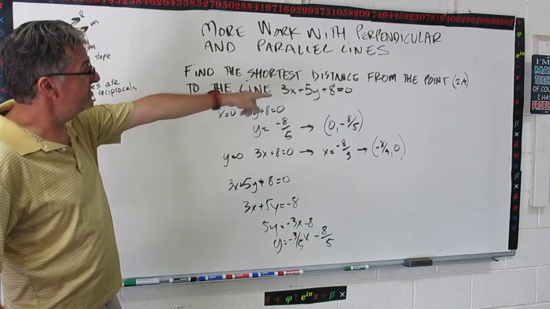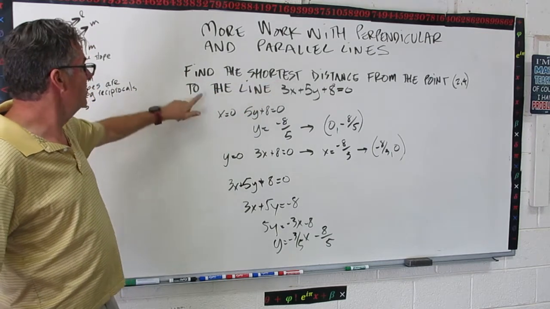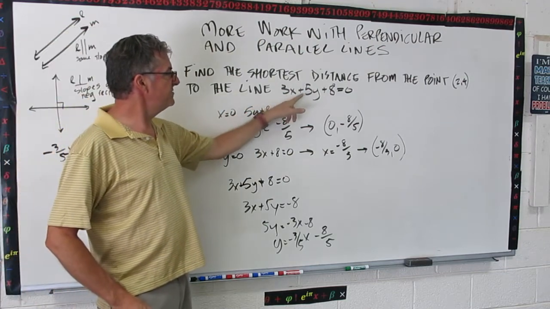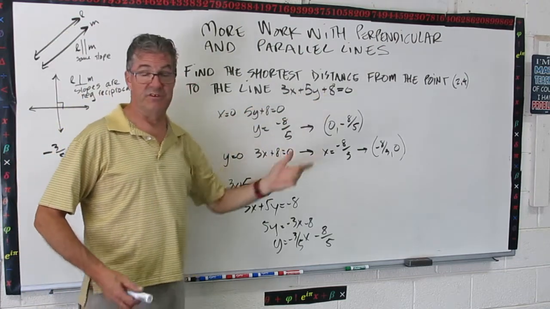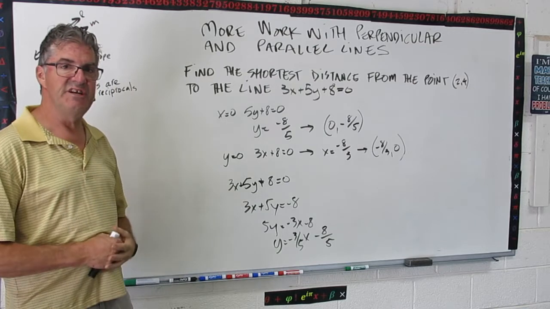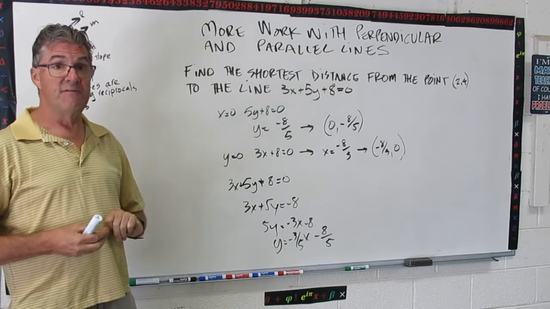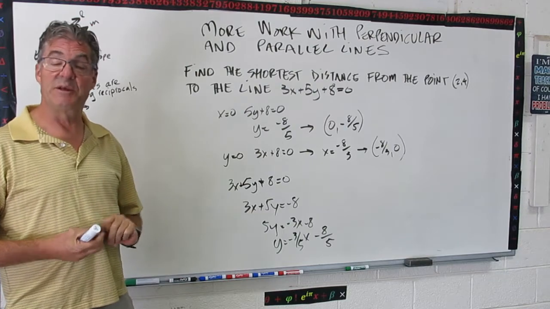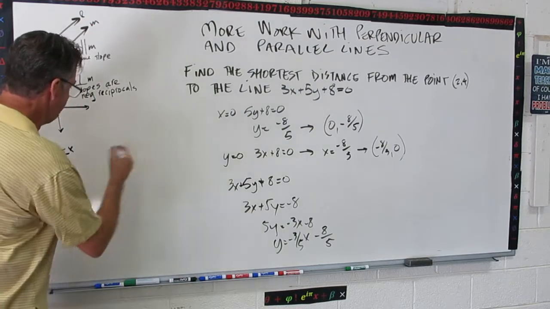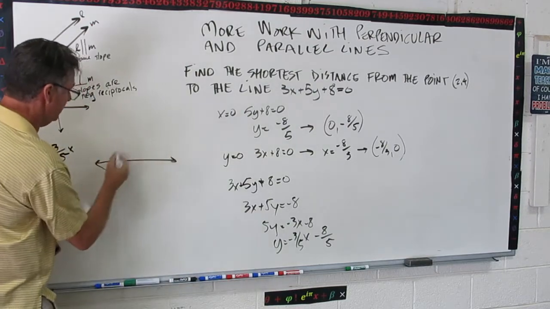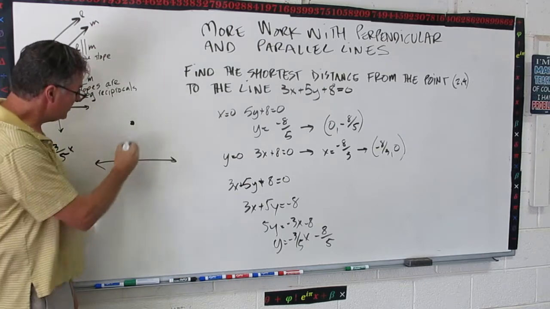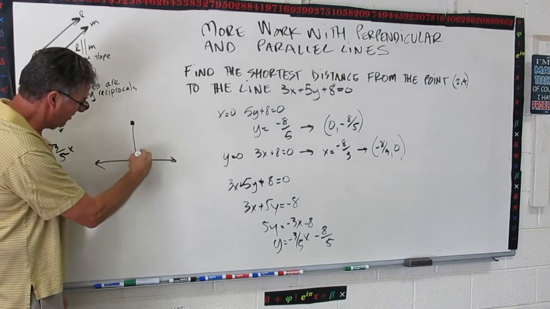Find the shortest distance from the point (2, 4) to the line 3x + 5y + 8 = 0. Now there's a piece of information you need to have. You could probably assume this: the shortest distance from a point to a line is the perpendicular distance. So if you think about it, here's my line and here's my point. The shortest distance is going to be a perpendicular going right down to it.